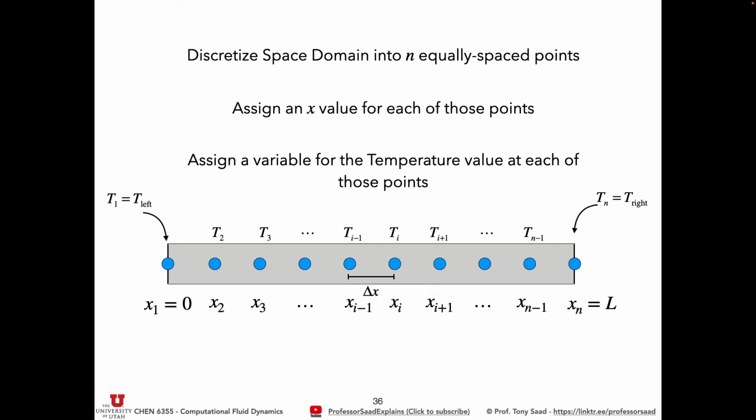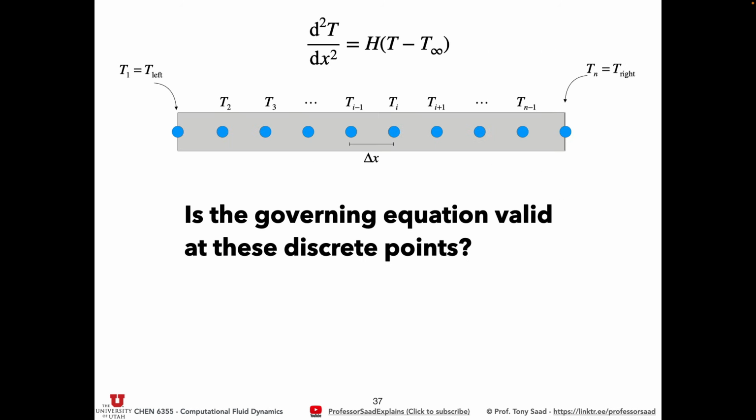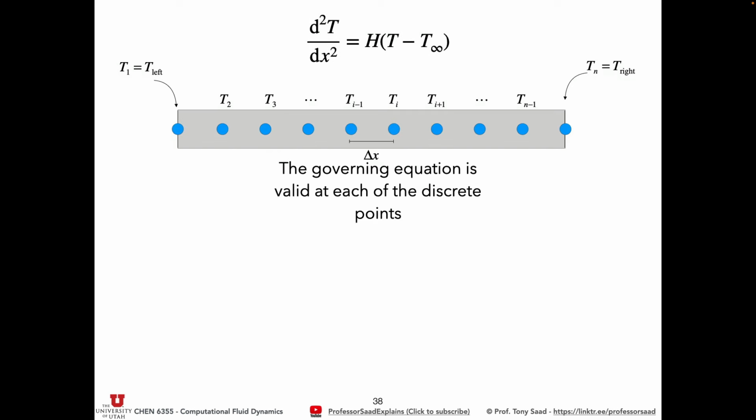These are unknown. I don't know them yet. So all we know now is a bunch of unknown discrete variables and the governing equation. So again, we ask ourselves, seriously, when you are in trouble, when you forget what to do, go back to this question: is my equation valid at these points? Yes, it is valid. So go ahead and apply it and then discretize it. So yes, the governing equation is valid at each one of those points.